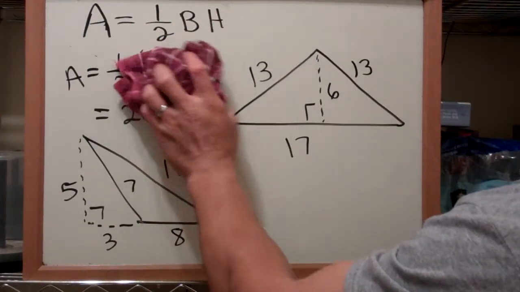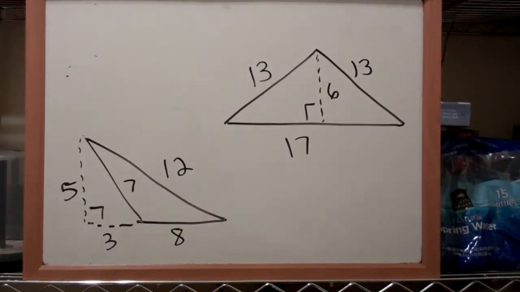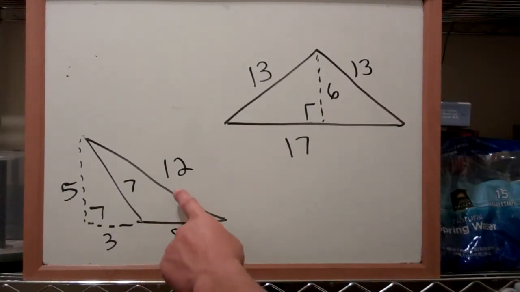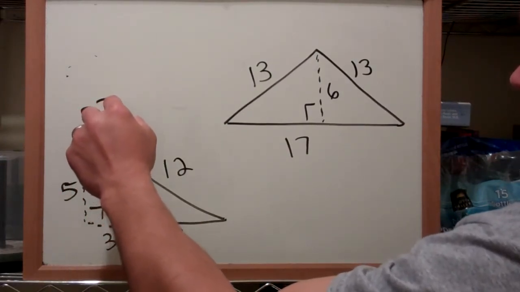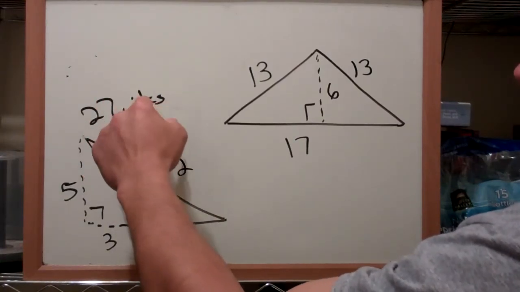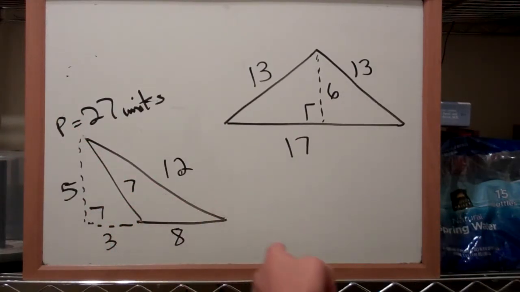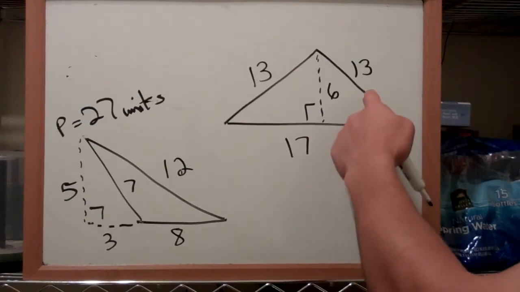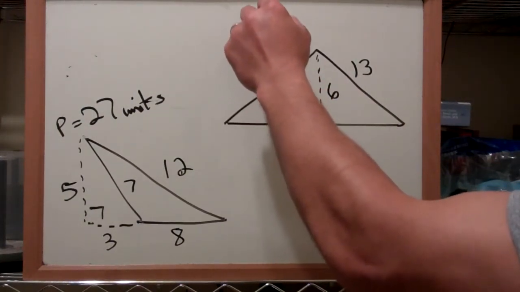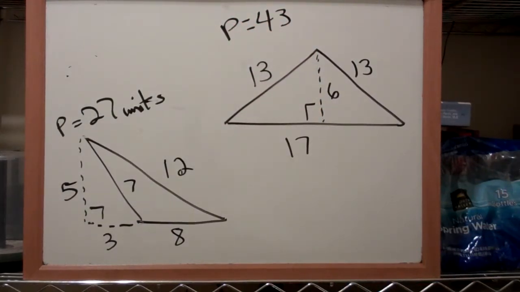Now the perimeter of these triangles is really just adding up the lengths of all their sides. So here we would say 12 plus 8 plus 7 would be the perimeter, and that would be 27 units for the perimeter of this triangle. Here we would say 13 plus 13 plus 17. So here we have 30 plus 13, which would be 43 units. So the perimeter here would be 43.